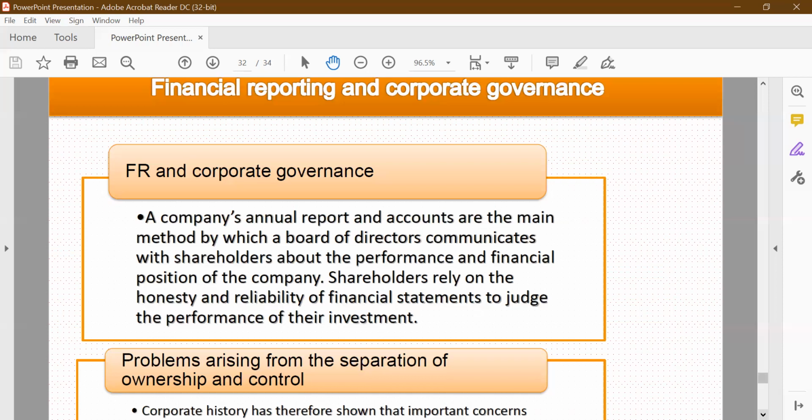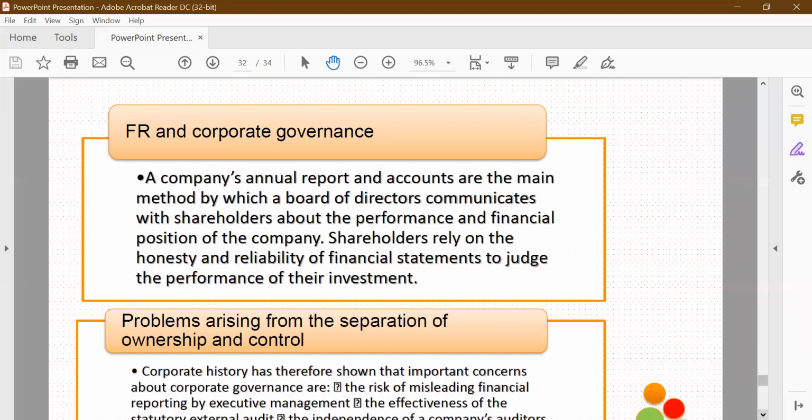Very, very crucial. So a company's annual report is for communication to the shareholders, and shareholders rely on the reports to be honest and reliable.